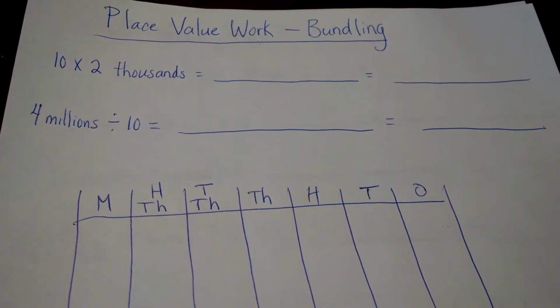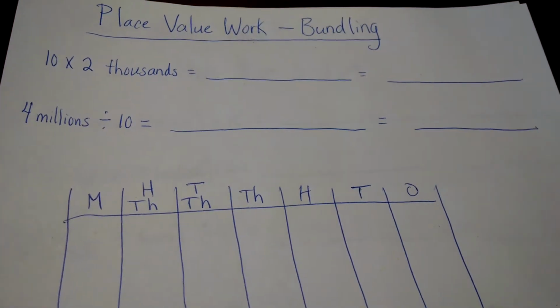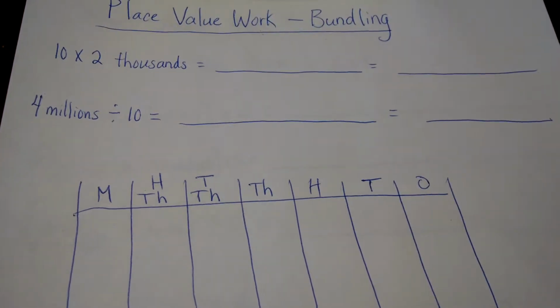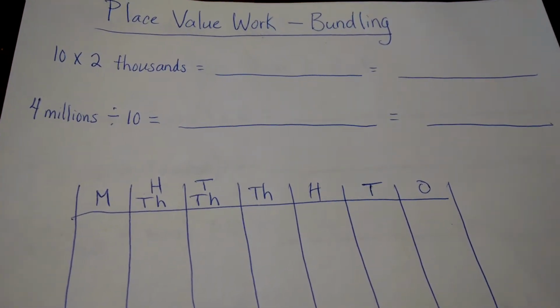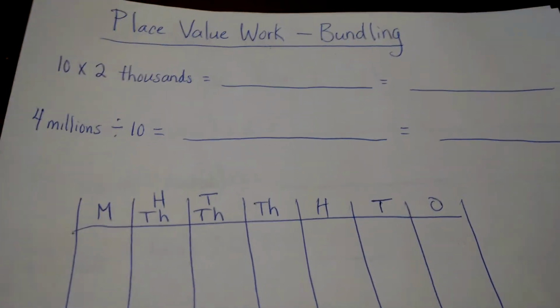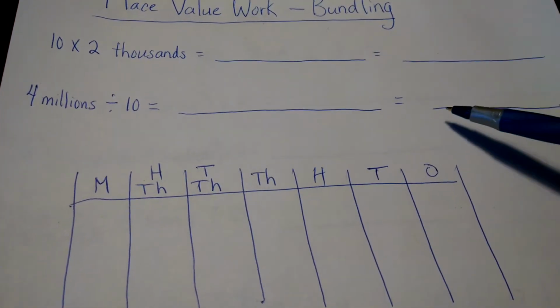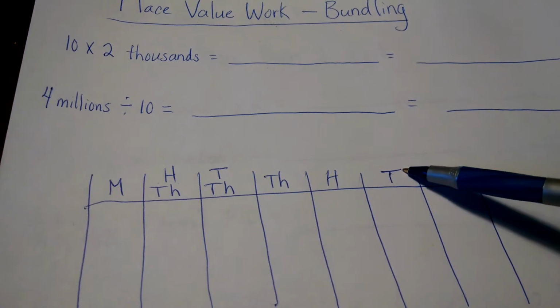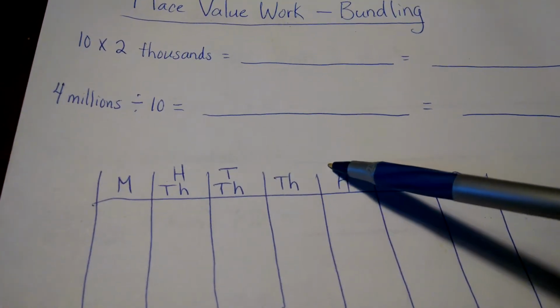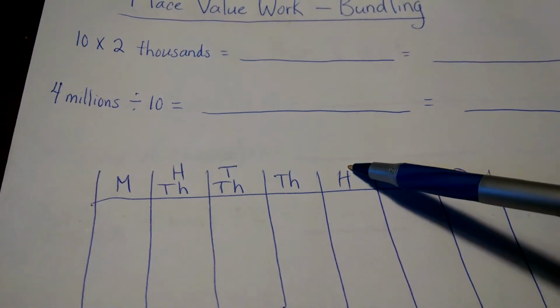Place value work with bundling. We did a video the other day on the bundling game. So we've been working with place value up to the millions place, trying to understand that when you multiply by 10, you move to the left one place, and when you divide by 10, you move one place to the right.